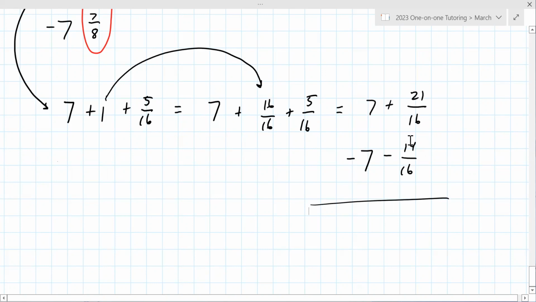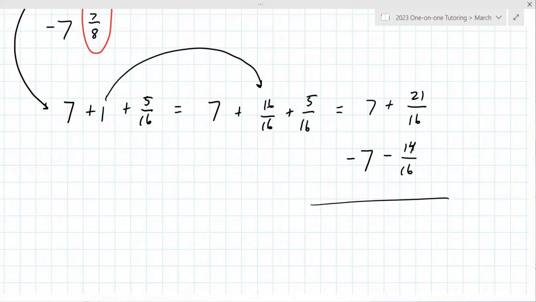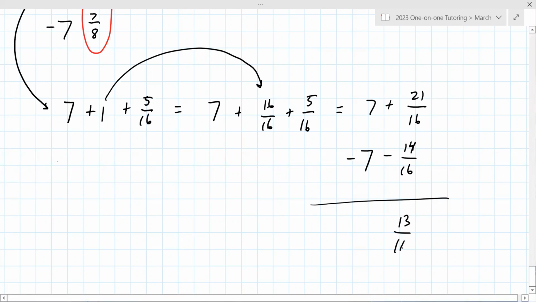What is 21 over 16 minus 14 over 16? Can you subtract these fractions for us? Wait, that's a 14, right? Yes. Sorry, it was written really poorly. Okay, let me see. 13 over 16. Yes. And that is your final answer. So we don't need a whole number for this one, right? No.